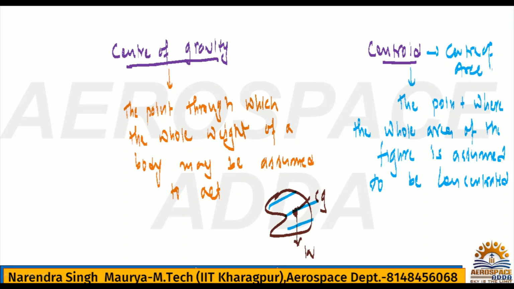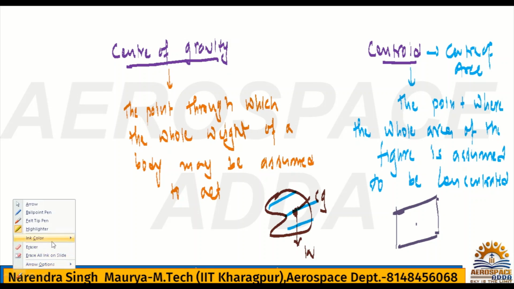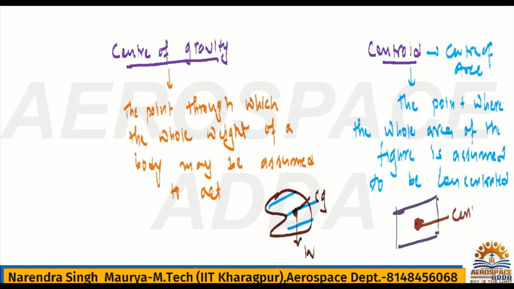Okay, see, suppose this is one shape I have taken, one figure we have taken. So the centroid or center of area is defined as a point. We consider one point for this particular figure. This is the one point. This point will be the centroid if we assume the whole area is concentrated at this point. So this point will be considered as a centroid.